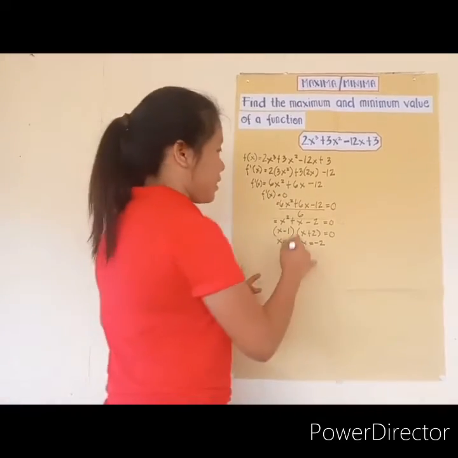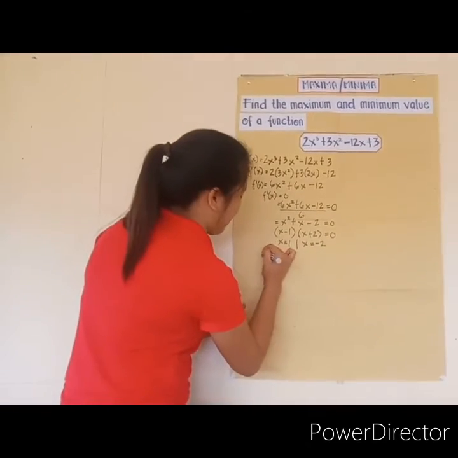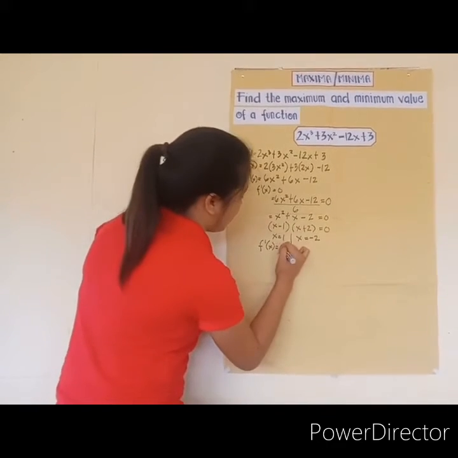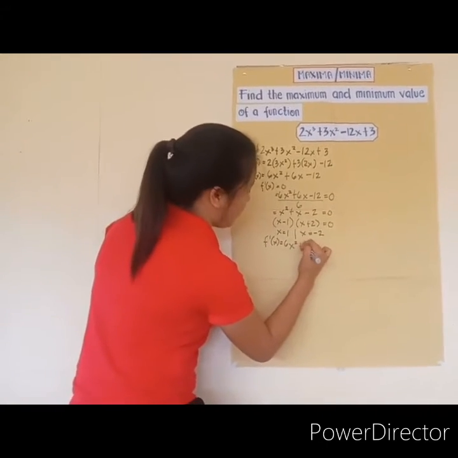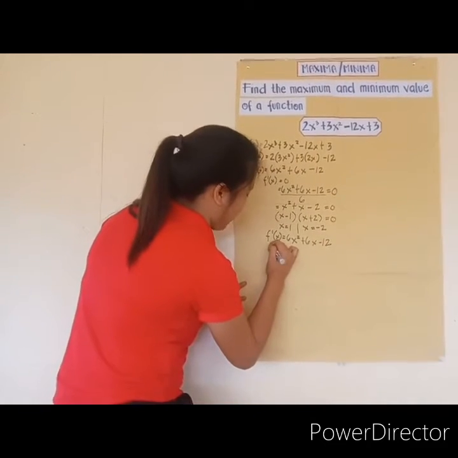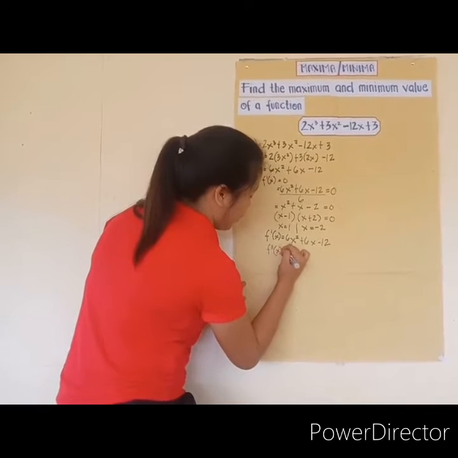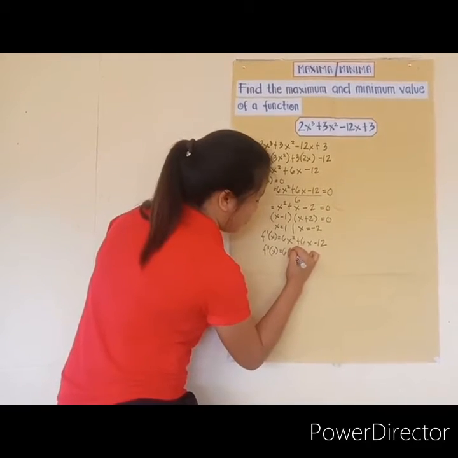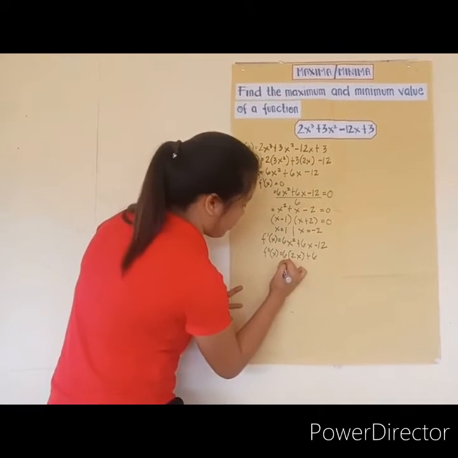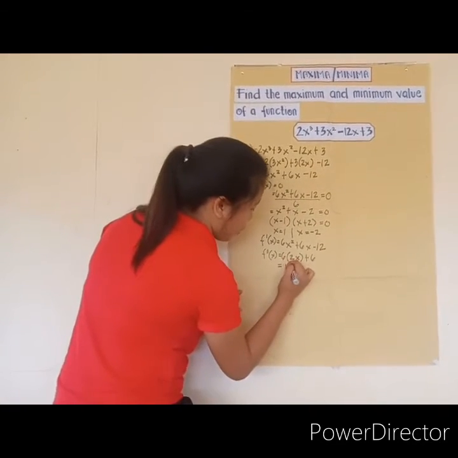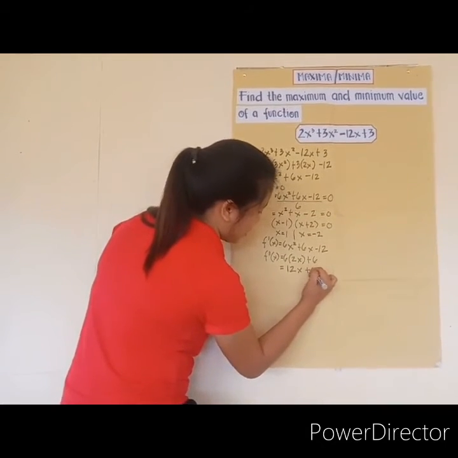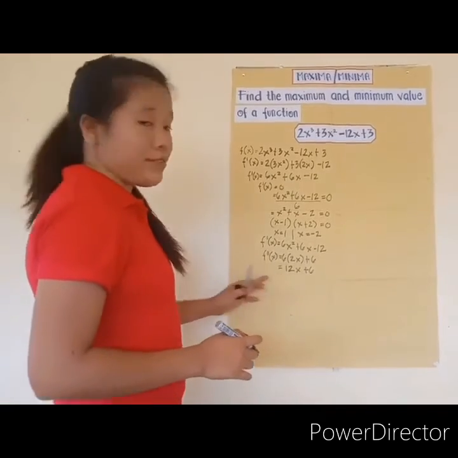And after that, let's get the second derivative. So our first derivative is equal to 6x squared plus 6x minus 12. So our second derivative will become 6 times 2x plus 6. Then let's simplify. 6 times 2x will become 12x plus 6. So this is our second derivative.